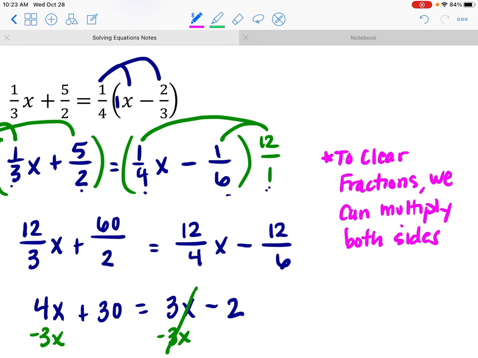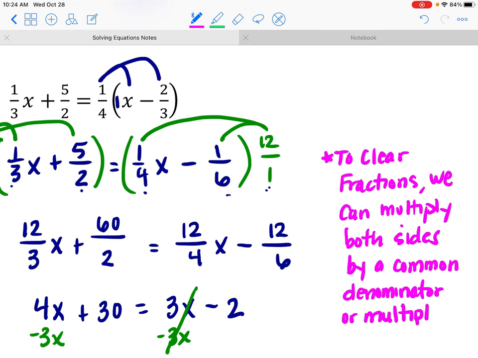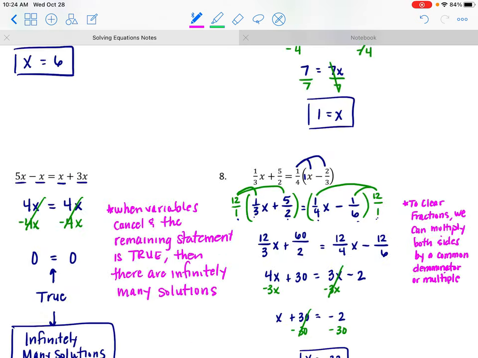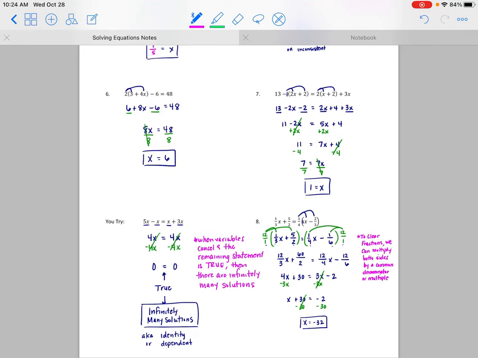Okay, so to clear fractions, we can multiply both sides by a common denominator, or common multiple. Something that they all divide into evenly. Okay, and that'll work.